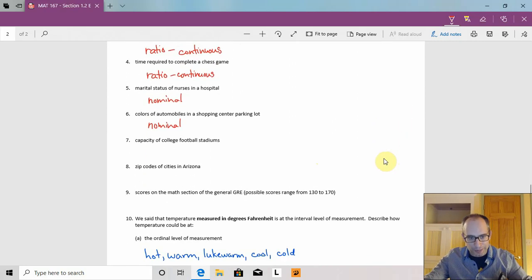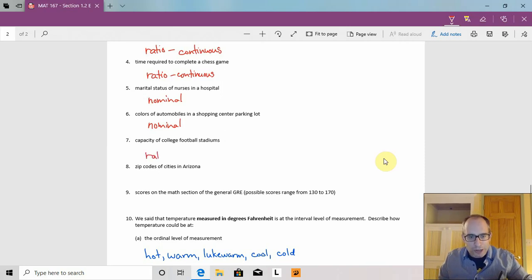All right. Then I think I've got to scroll down. I'm running out of room here. There we go. All right. Capacity of college football stadiums. Well, this is going to be ratio because you can't have a negative capacity, right? So there is a natural zero. And you have some giant one like U of A's or something, where who knows what that can hold, right? Probably like 80,000 people. And compared to something in a smaller conference that can hold like 20,000, 80,000 is 20,000 times 4. That's 4 times as many, right? So doubling, tripling, quadrupling, those ratio ideas work.